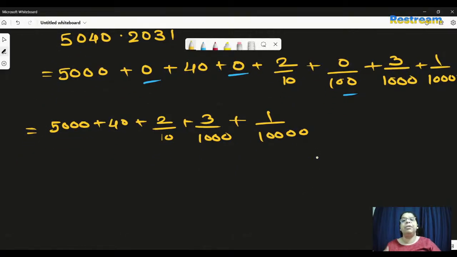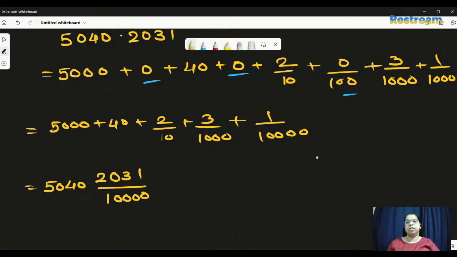Now this number can be written in form of a fraction also. How will you write it in form of a fraction? It's 50402031 over 10,000. So this is how you will write it as a fraction. I know it looks a very odd fraction, but this is how it's written in a fraction. So I'm going to write how to read this one in words also. So you can remember that also.